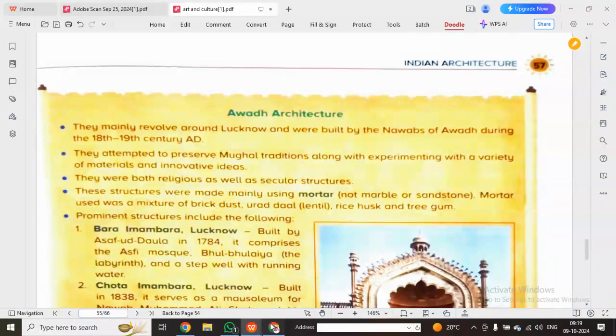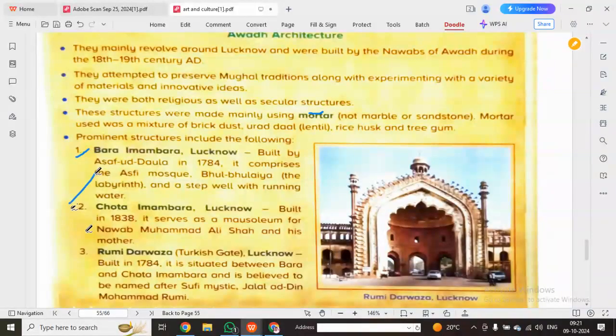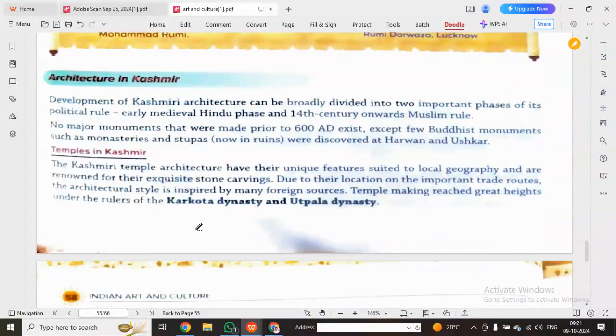Awadh architecture. It mainly revolved around Lucknow and was built by the Nawabs of Awadh during this period. Coming to the Awadh architecture, 18th-19th century, they attempted to preserve Mughal tradition along with experimenting with a variety of materials and innovative ideas. Basically both religious as well as secular structures were built. They used mortar, not marble, not even sandstone. They used brick dust, urad dal, rice husk and tree gum. Prominent structures: Bada Imambara Lucknow, Chota Imambara Lucknow, Rumi Darwaza, Turkish Gate.